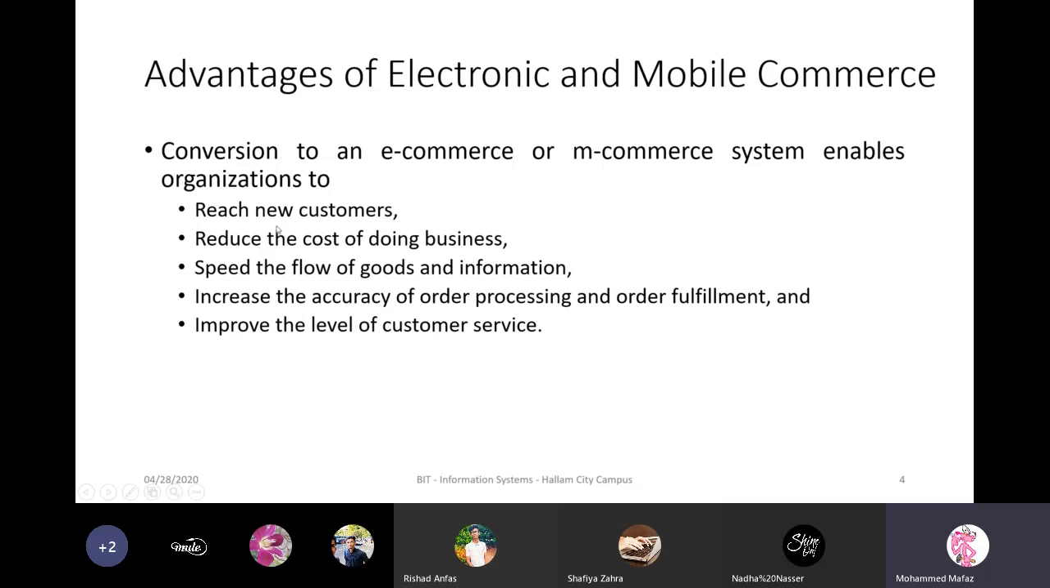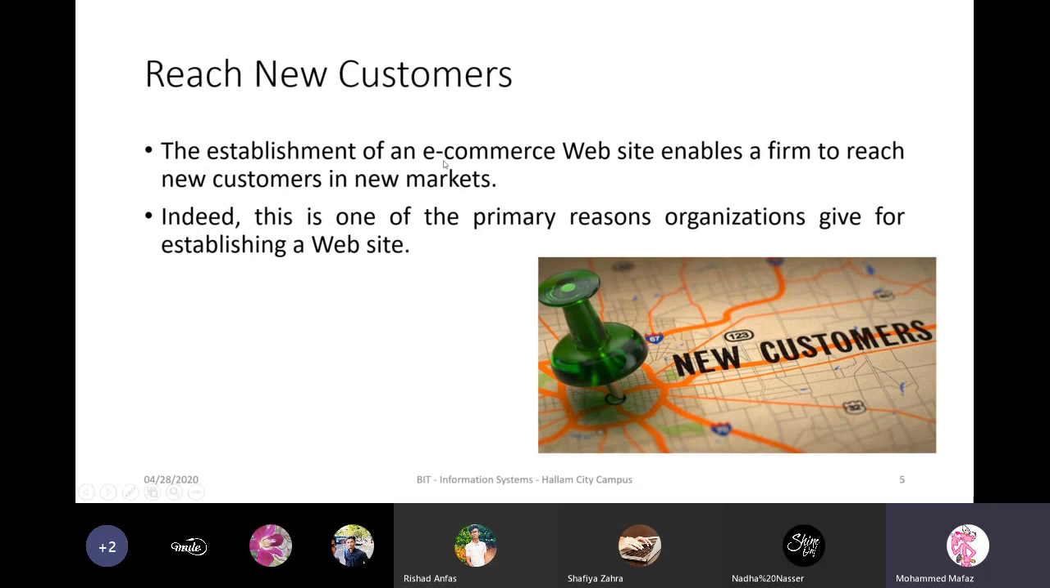Reaching new customers. The establishment of an e-commerce website enables a firm to reach new customers in new markets. If we have already loyal customers with us, that is one thing. But as you know, always things are going to change, market conditions are going to change. You have to have a strategy to attract new customers.